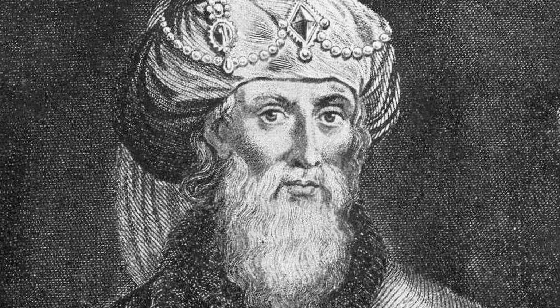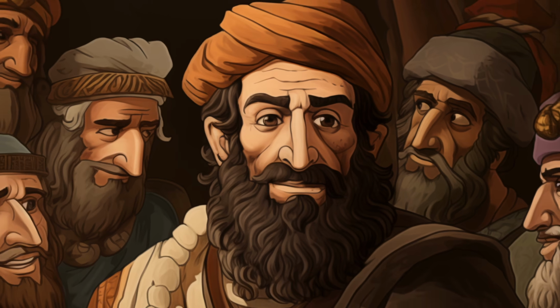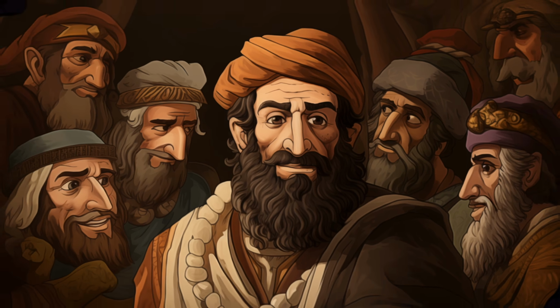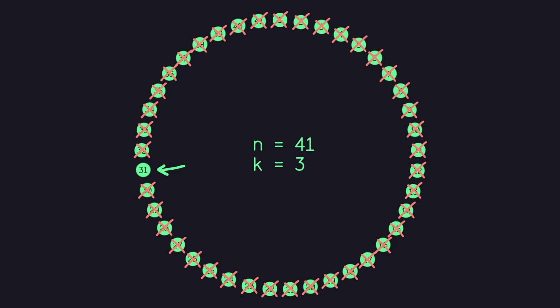In the 1st century AD, Flavius Josephus found himself and 40 other soldiers trapped in a cave by Roman soldiers. Rather than surrendering, they decided to execute themselves one by one. To do this, they formed a circle, started with one person who would execute the kth person to his left until there was only one person remaining who would just execute himself.